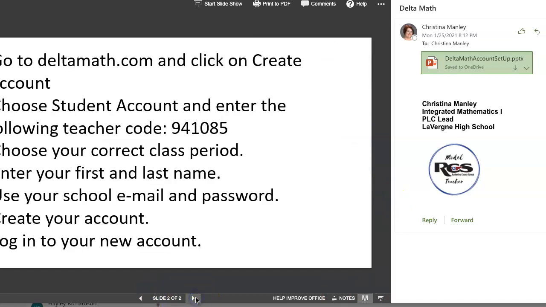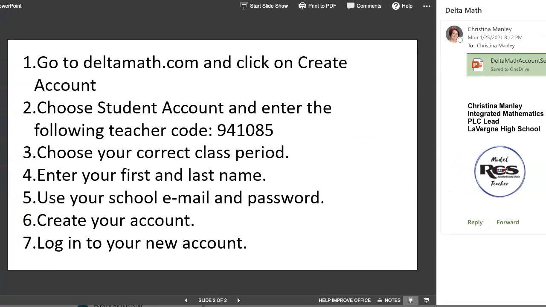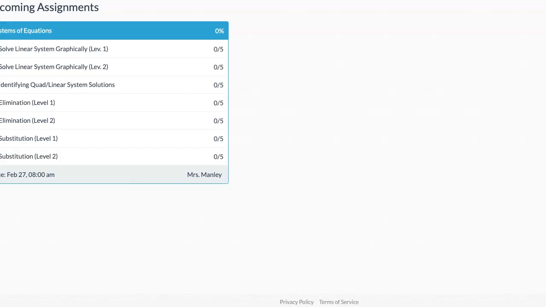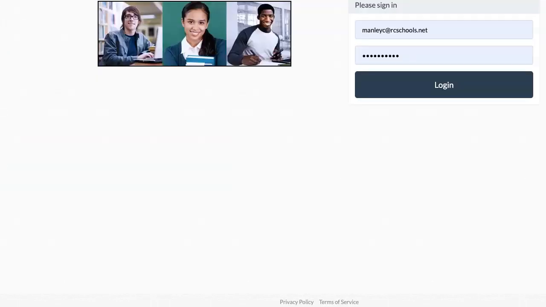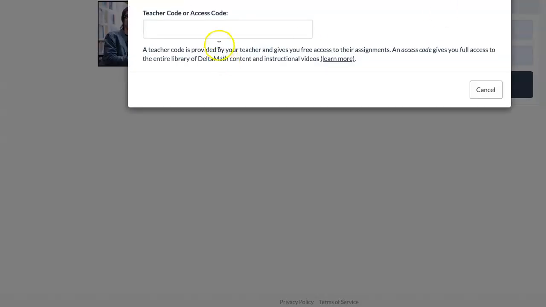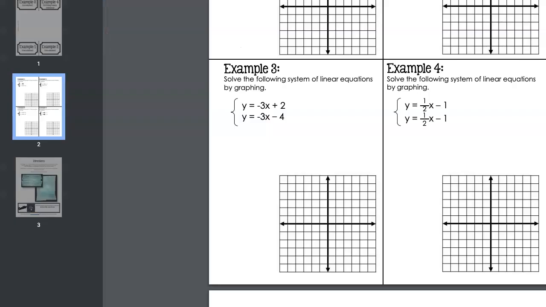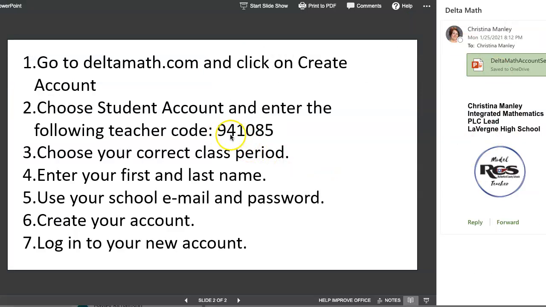All right, so you're going to go to deltamath.com, and you're going to click on Create Account, which I was going to show you how to do. Yeah, so you'll click Create Account and you're going to choose student, obviously. And then it's going to ask you for the teacher access code. So the teacher access code is right here, 941085. 941085. And I'm going to have all this posted in Kidem as well.